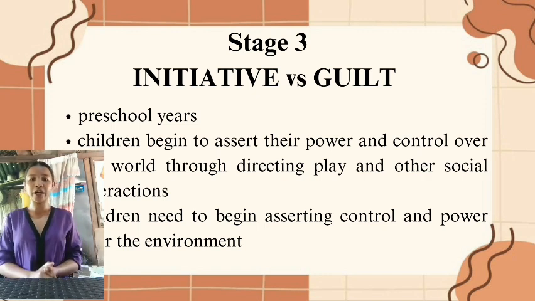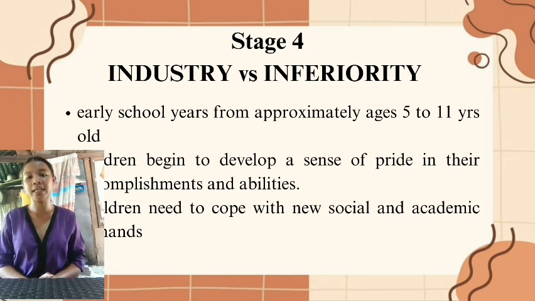So, stage 4, industry versus inferiority. The fourth psychosocial stage takes place during the early school years, from approximately age 5 to 11. Through social interaction, children begin to develop a sense of pride in their accomplishments and abilities. Children need to cope with new social and academic demands. Success leads to a sense of competence, while failure results in feelings of inferiority.